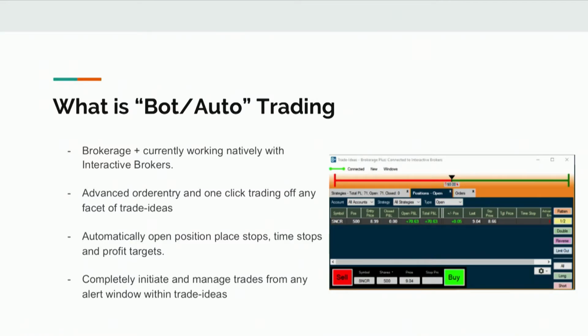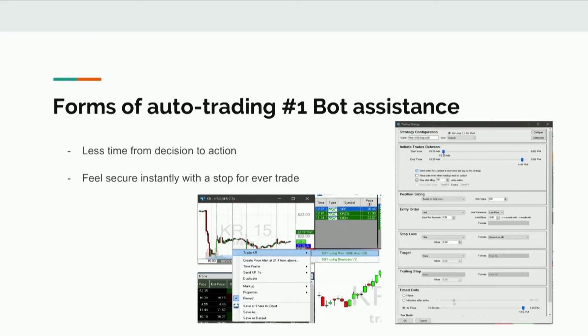So again, there are going to be degrees of this, and I'm going to start off very slow and then work into the more advanced stuff from there. So, forms of auto trading, and this is the bot-assisted form. This would be for discretionary traders who simply want to execute faster.